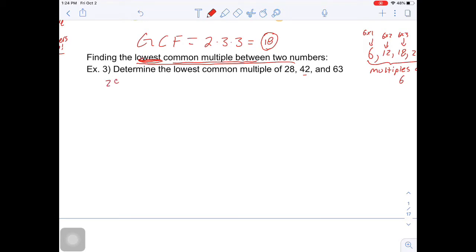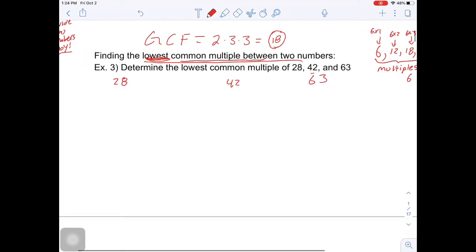So here, let's prime factorize. We're going to prime factorize each number, so divide this by 2, that gives you 14. Divide that by 2, that gives you 7. So 28 equals 2 times 2 times 7. For 42 here, we're going to divide by 2, and that gives us 21. Divide by 3, and that gives you 7. Okay, so 21 divided by 3 gives you 7, so 42 equals 2 times 3 times 7.